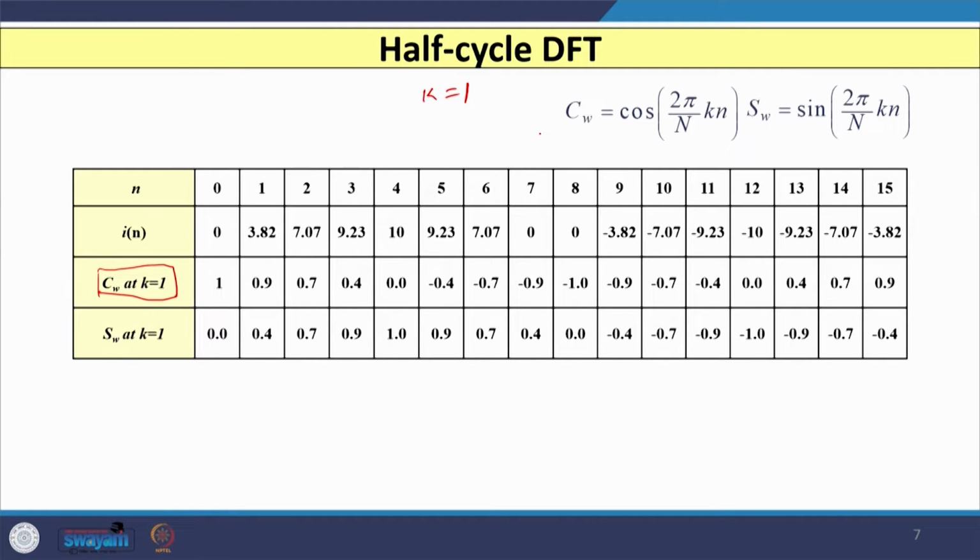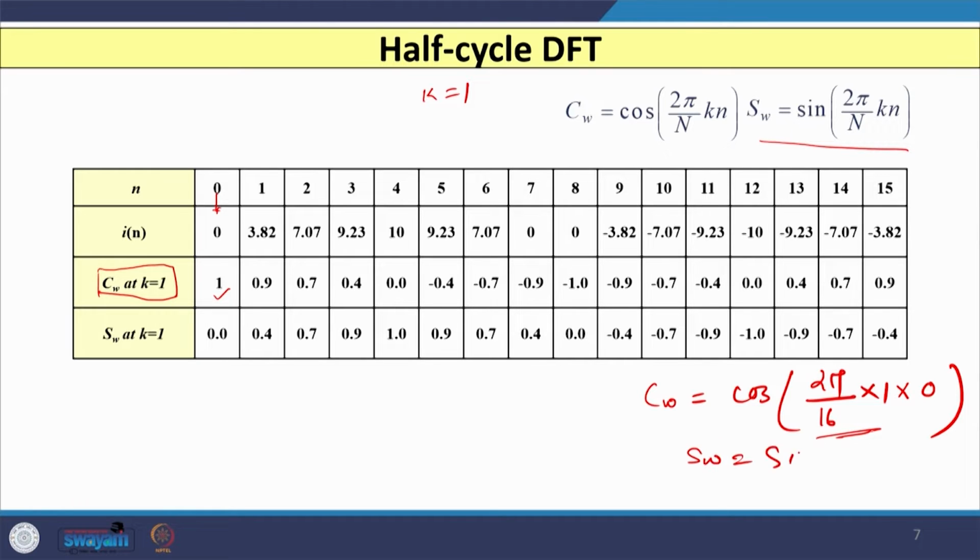So, if we calculate the value of Cw, we have to put in the equation of Cw: cos of 2 pi by N, where capital N is 16, into k, which is 1, into sample number n. So, we start from 0. So, it is 0, and we will get the value 1. Similarly, you can also use the term Sw and calculate its value: 2 pi by 16 into 1 into n. So, only this parameter changes, and accordingly you can calculate the value for each sample number.